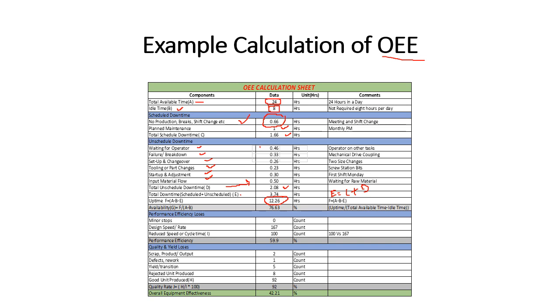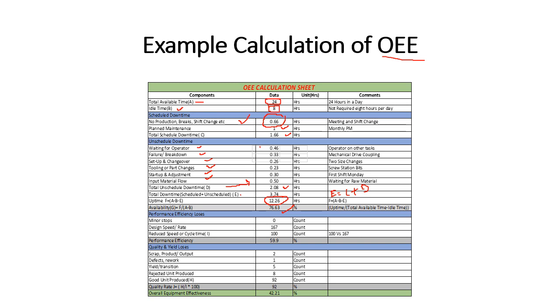So what will be the availability? Availability formula we have: uptime divided by total available time minus idle time. So this comes out to be around 76%. So this way we calculated the availability. Okay, I hope up to now it is clear.